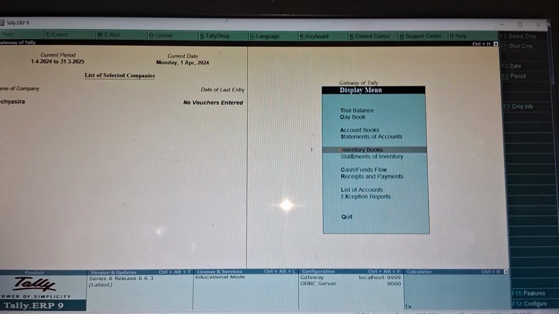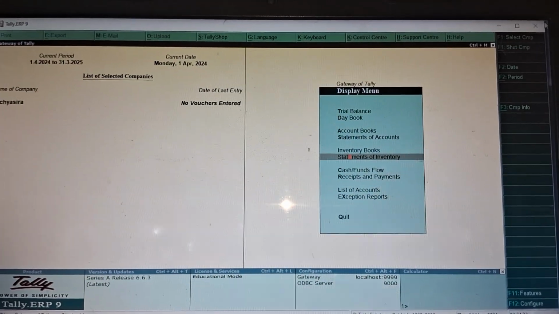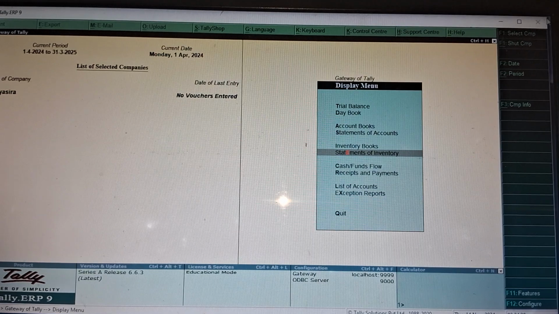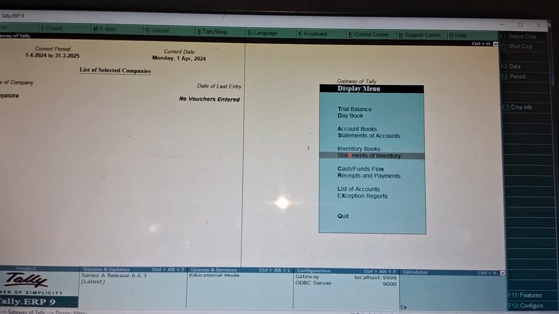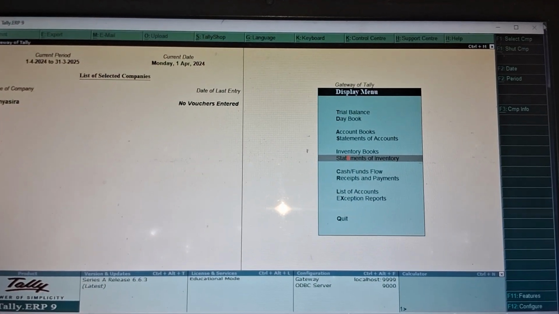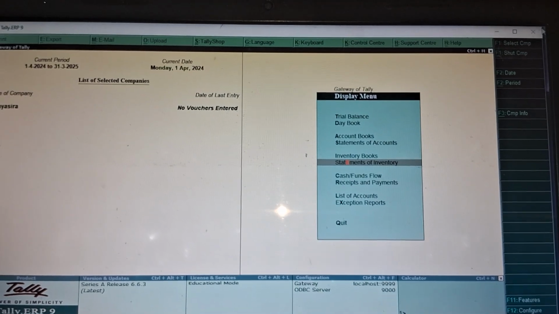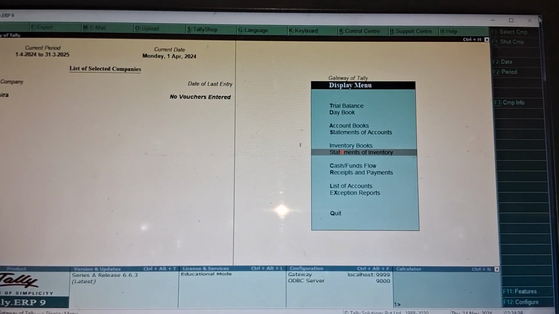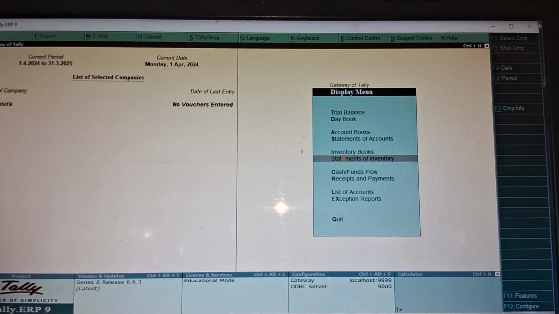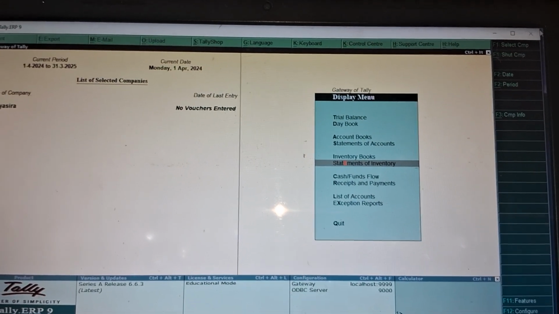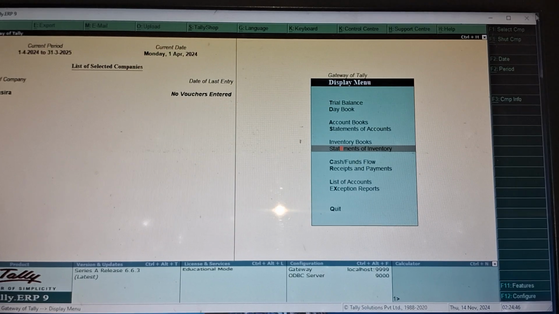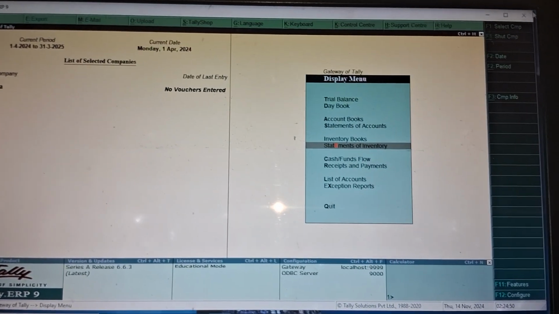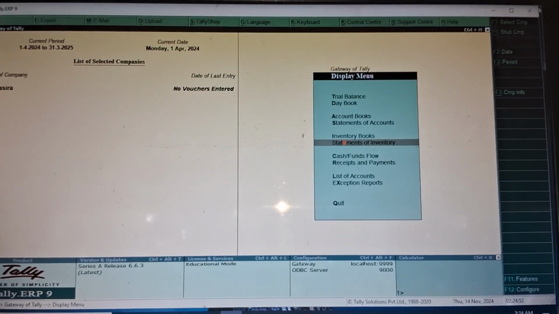And the next one is Statements of Inventory. What is this? A statement of inventory is a report that provides information about a business's inventory. It is used to view the reports of inventory based on godowns. You must have heard of godowns. What are godowns? It depends on that also.